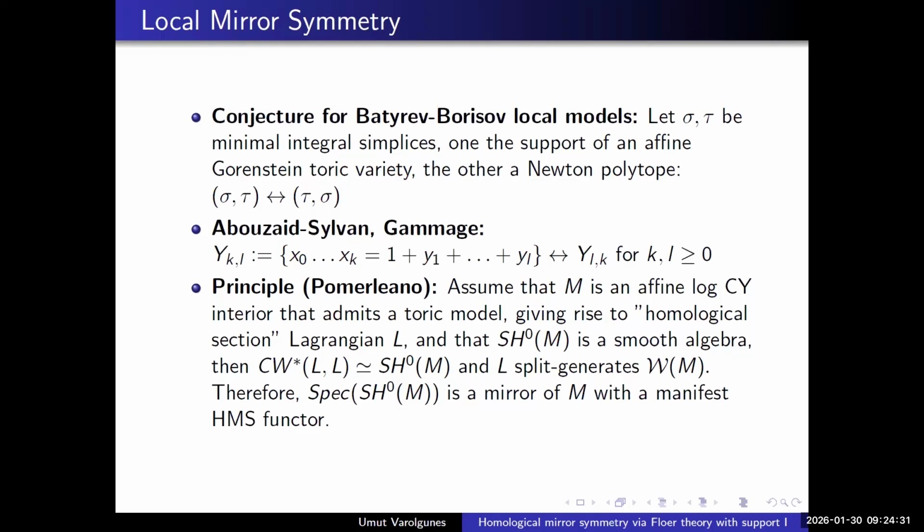So if these conditions hold, then you can consider this Lagrangian and its wrapped Lagrangian Floer homology, and that's actually supported in degree 0 and isomorphic to degree 0 symplectic cohomology, the commutative algebra, for example. Yes. Is Y_{K,L}, they're all log Calabi-Yau, right? Yeah. Interiors.